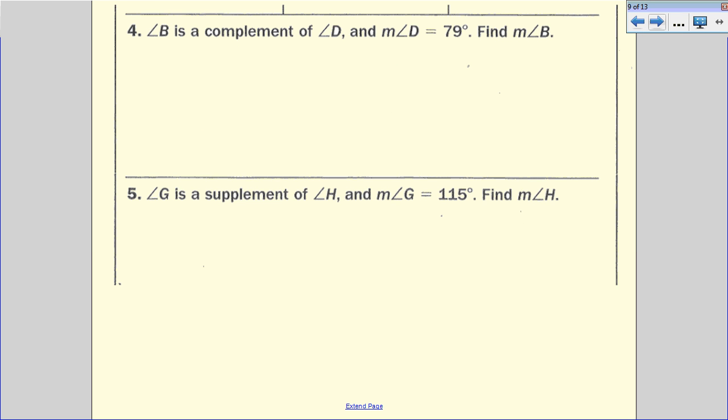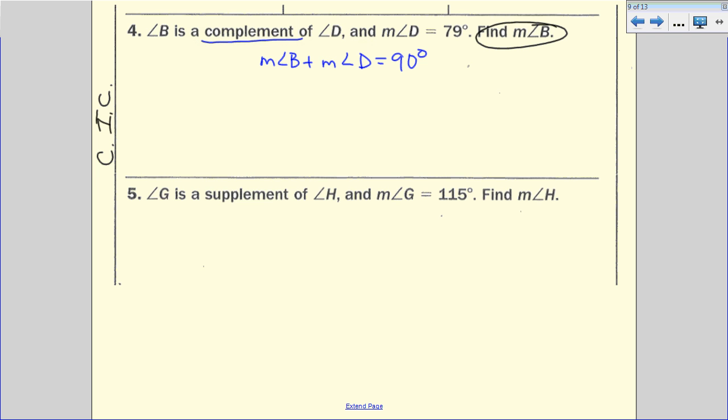All right, checkpoint number 4. It says B is the complement of D, and the measure of angle D equals 79 degrees. It says find the measure of angle B. Well, let's go back to what we know. We know that if they're complements, the measure of angle B plus the measure of angle D equals 90 degrees. So what I need you to do, and this is going to be another one that we check in class, is do your substitution and solve for the measure of angle B.